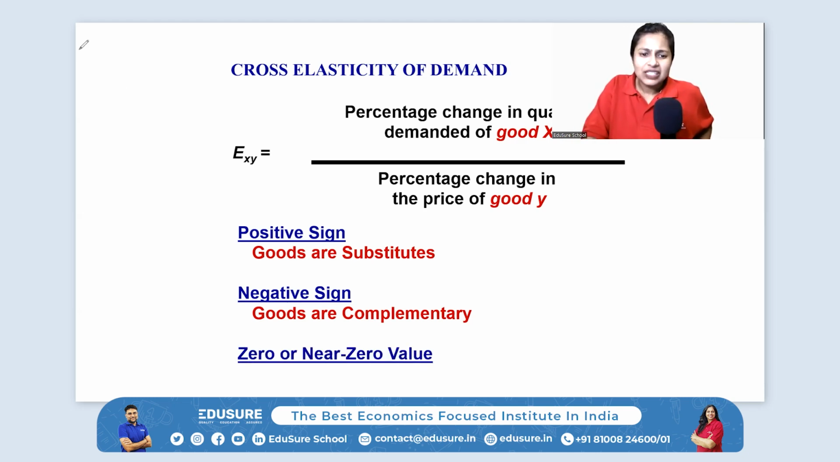All right, so zero or near zero means the goods are unrelated. If the price of good Y changes, but there is no effect on the quantity of good X, then they are unrelated goods. What are those kinds of goods? They are unrelated goods.